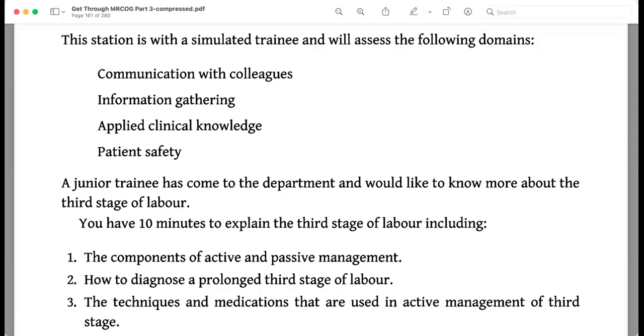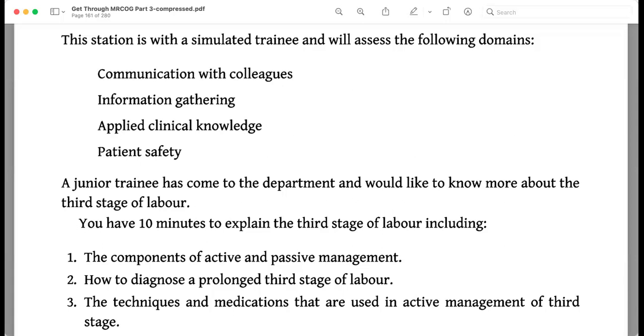for the separation of placenta, like the cord will become longer, and also the uterus will contract and come down, and sometimes we can see fresh blood coming as well, or a splash of blood coming from the vagina. So that means the placenta is separated.